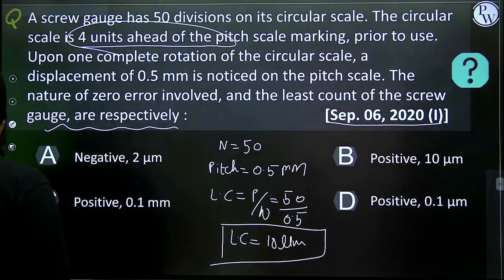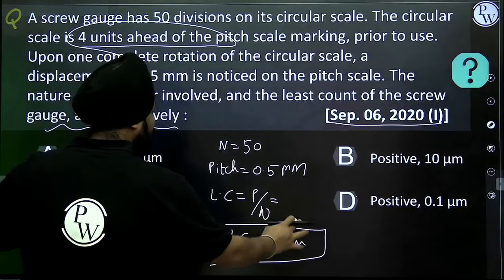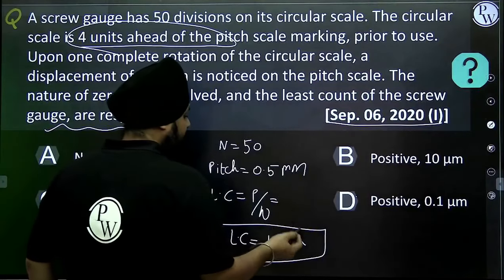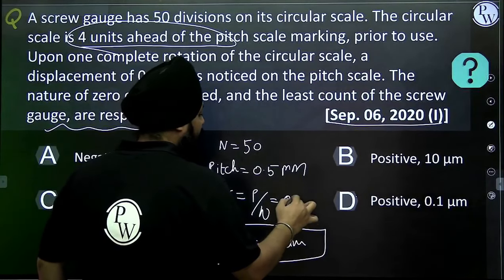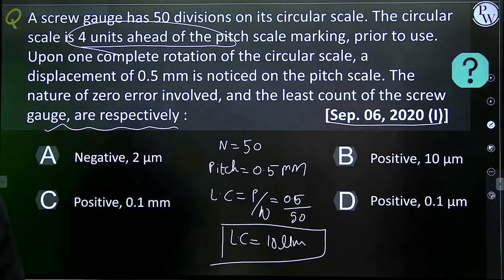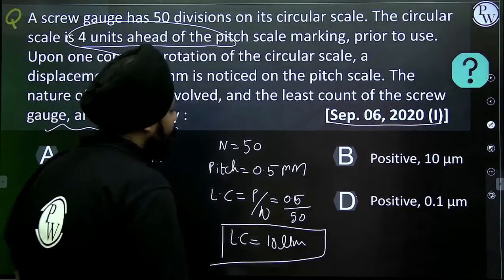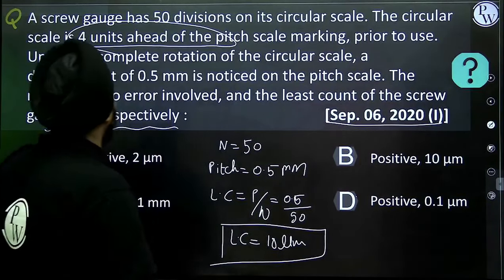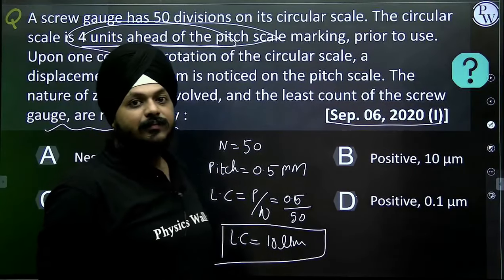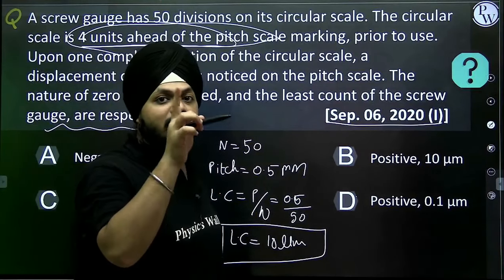Okay, 0.5 by 50, I've written, right? This will be 10 micrometer, that is 0.5 mm whole divided by 50, so this will be 10 micrometer approximately. Now, whether it will be positive or negative, see, 4 units ahead of the pitch scale, right? 4 units ahead of the pitch scale.